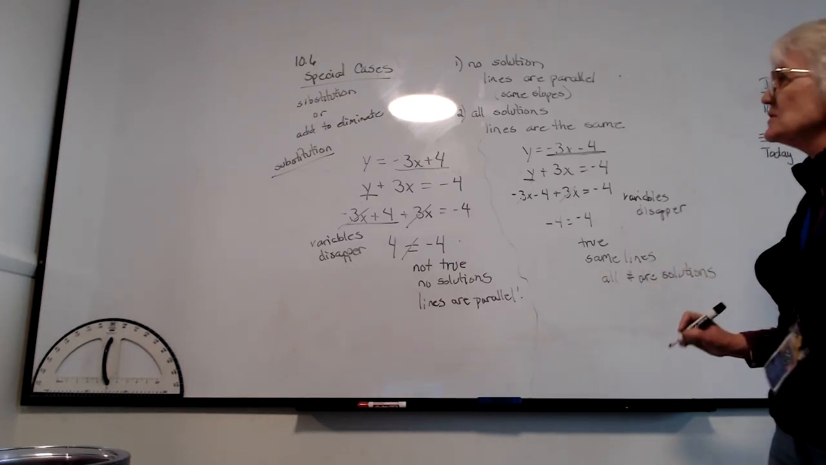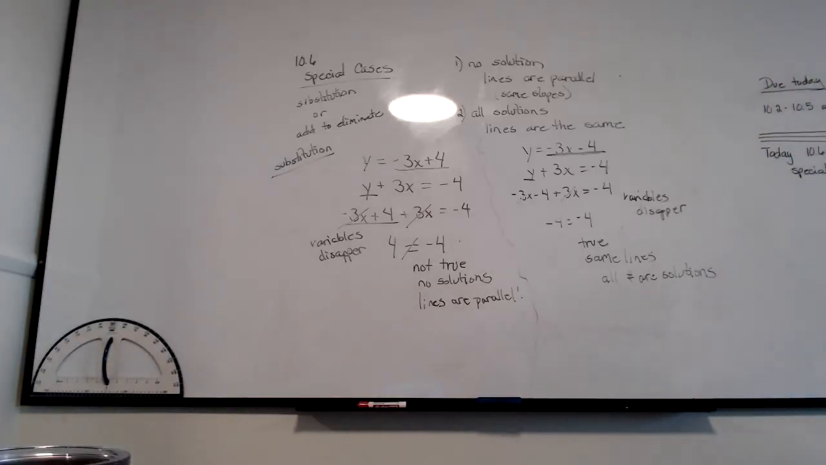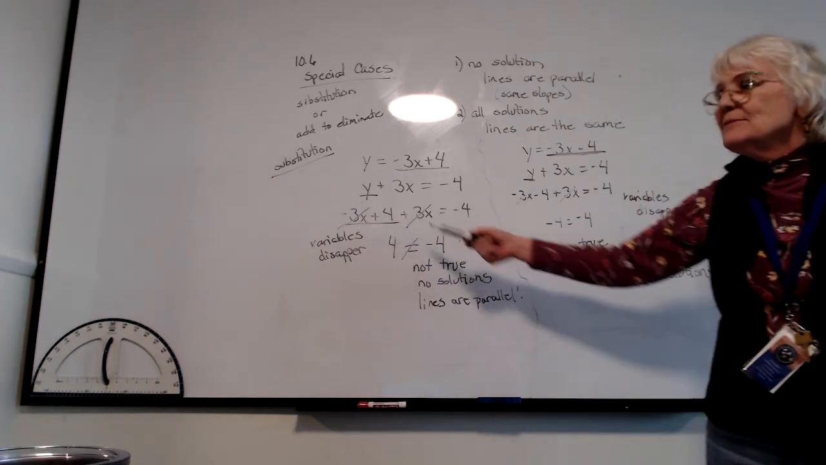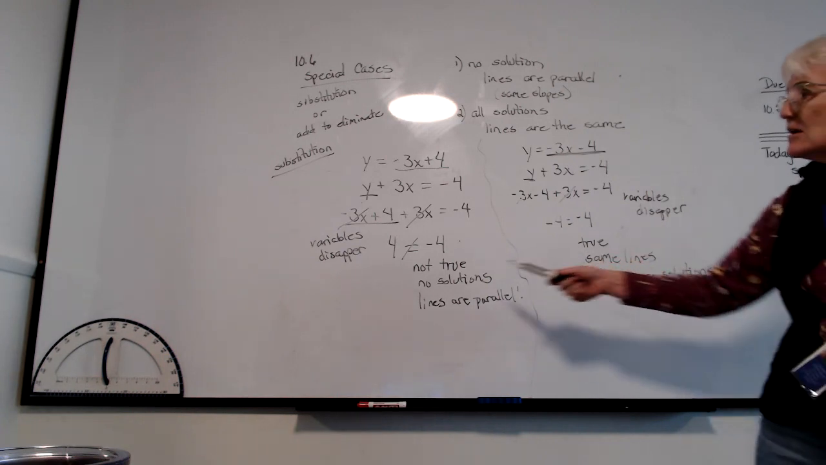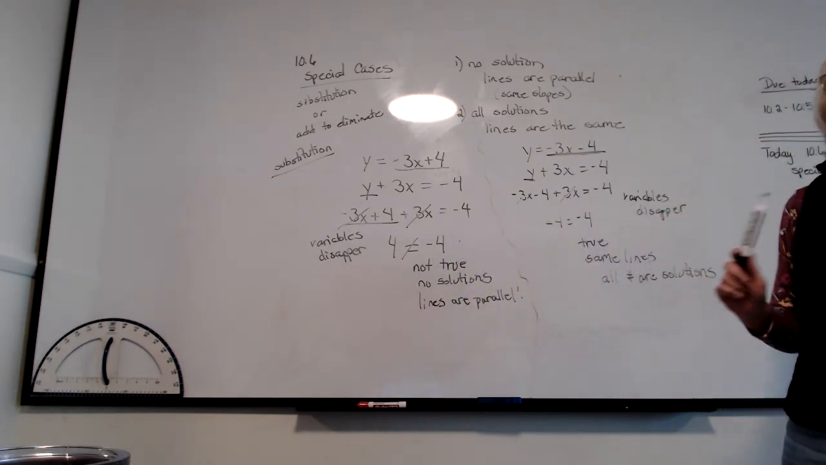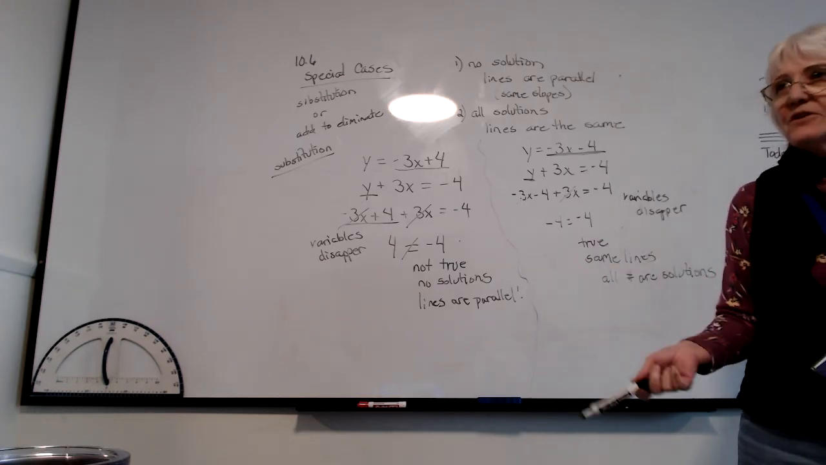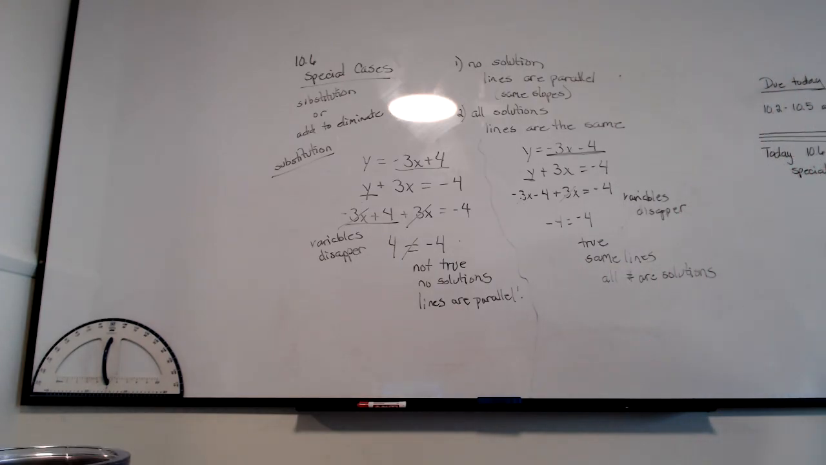So those are your two special cases. When you're doing substitution or elimination, if you lose all your variables, it means you either have parallel lines or two lines that are the same. It depends on what you come down to. If it's true, they're the same. If it's not true, they're parallel, they don't ever intersect, so there's no answer. So that's what you're looking at in that section. That's really all that we're doing right there.